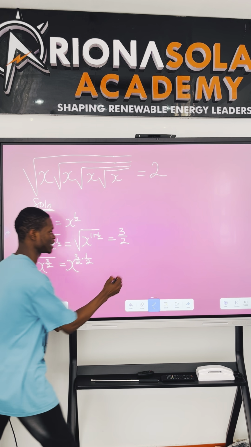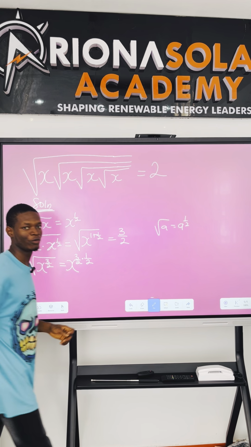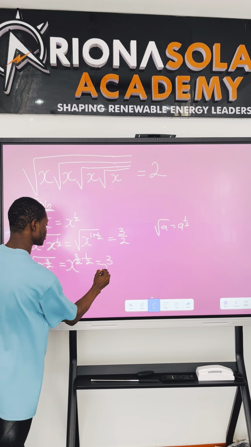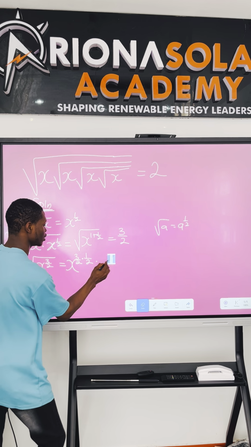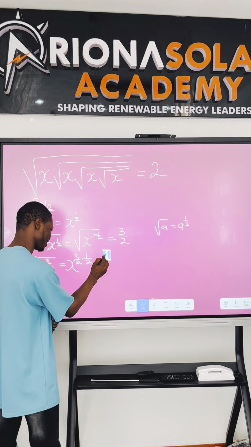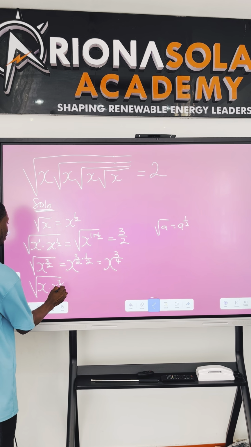So it will now be 3 over 2 times 1 over 2. That's how you remove a radical. If you have square root of a, it is the same thing as a to the power of 1 over 2. So it will now be 3 times 1, 3, and remember it's x, over 2 times 2, 4. So we have x to the power of 3 over 4. Remember, this is the place we are. So we are going to bring this square root of x times x to the power of 3 over 4.